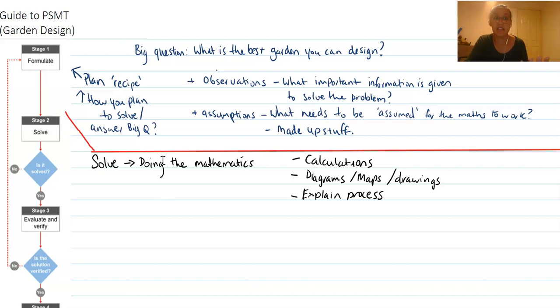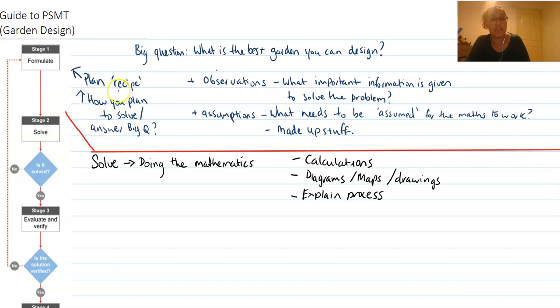A PSMT is a problem solving and modeling task. In this case it's your garden design, and that's your big question, like what is the best garden you can design. So think about it in relation to what that question is asking you to do. And before you get started, you need to create a plan, and that's what the word formulate means. It means to create something, or to devise a plan.